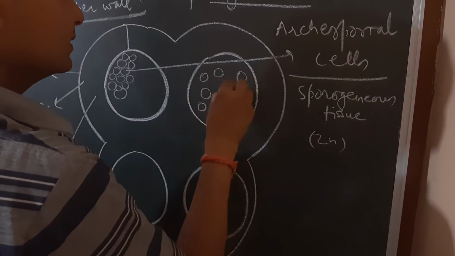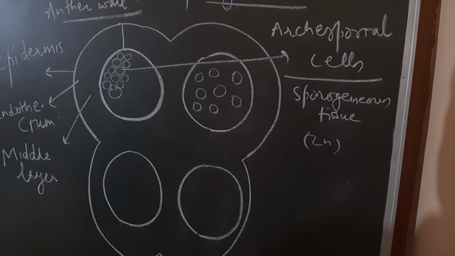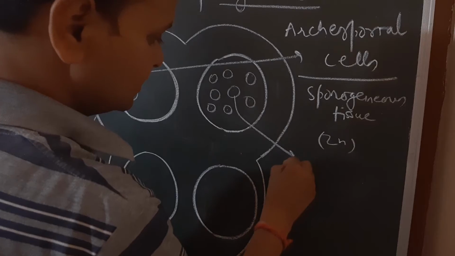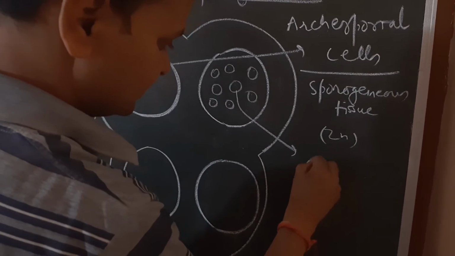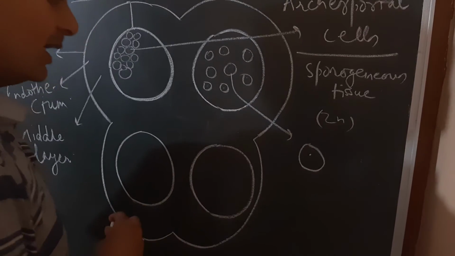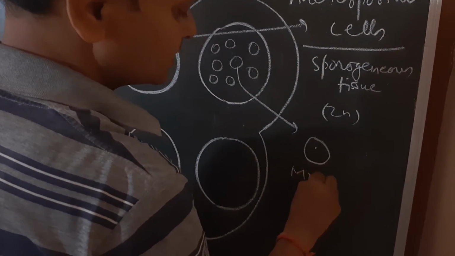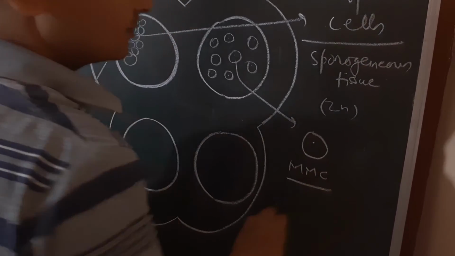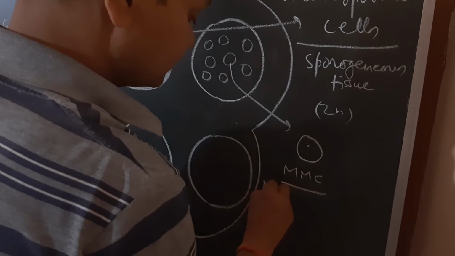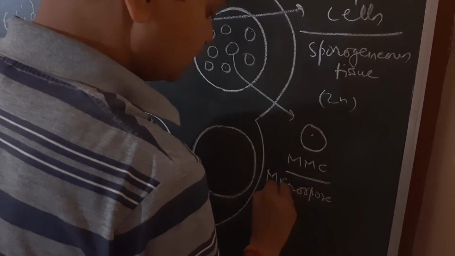Now each one is capable of forming the microspore by the process of microsporogenesis. So if we take one outside to examine the process, this is one archesporial cell or sporogenous tissue. It will behave like a microspore mother cell. In short, it is called MMC. The complete name is microspore mother cell.